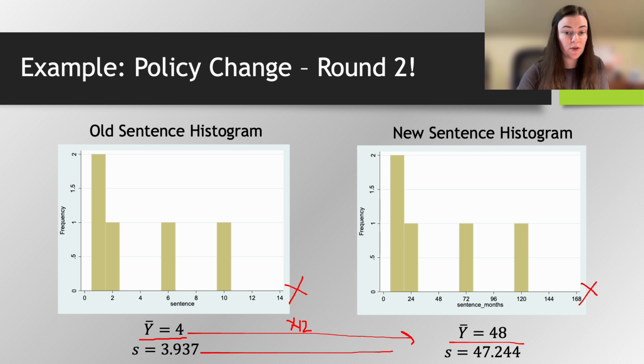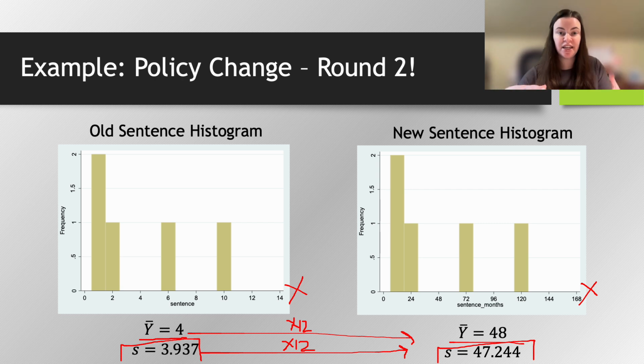And so you can go ahead and do the math again on these standard deviations, but save yourself some time and just multiply this by the same factor we are doing with our mean above to go from our original standard deviation of 3.937. If I multiply that by 12, I get our new standard deviation of 47.244.